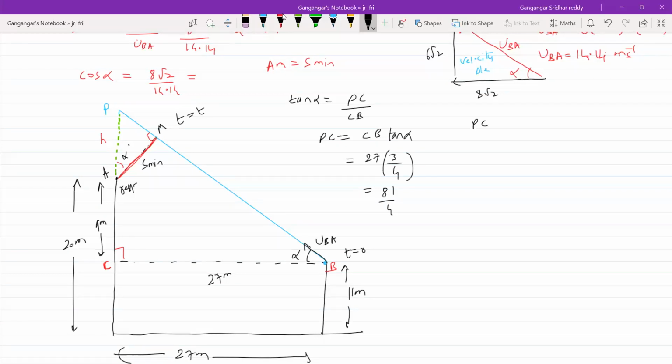So PC is equal to PA plus AC. PC value we know, 81 by 4. PA is what? H, which we have to find out. And AC is what? 9 meter. So I'll get the value of H. After getting H, then cos alpha is equal to the adjacent by PA.